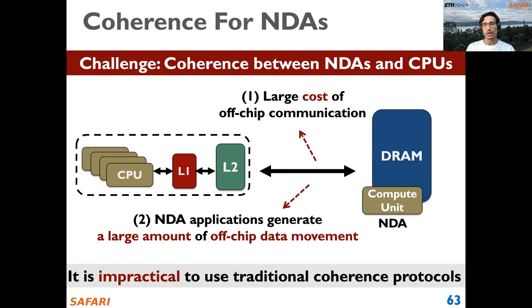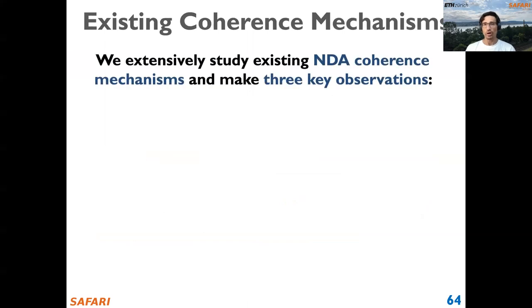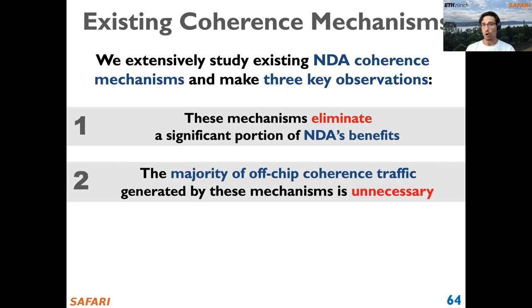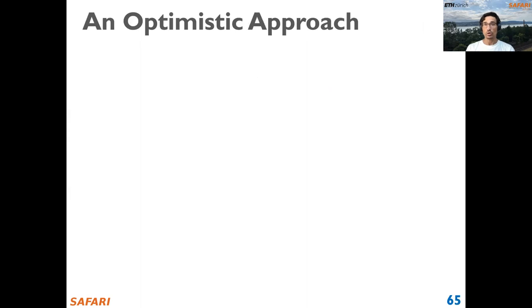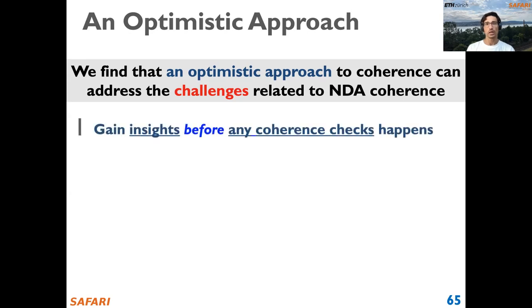And as we have just seen in the motivation slide, it's impractical to use traditional coherence protocols. So there were three key observations in this work. The first one is that these mechanisms eliminate a significant portion of the NDA's benefits. As we have seen in the previous plot, the majority of the off-chip coherence traffic generated by these mechanisms is completely unnecessary, and much of this off-chip traffic can be eliminated if the coherence mechanism has some insight into the memory access. So in CoNDA, we took an optimistic approach that can address the challenges of maintaining coherence in systems with processing in memory capabilities.